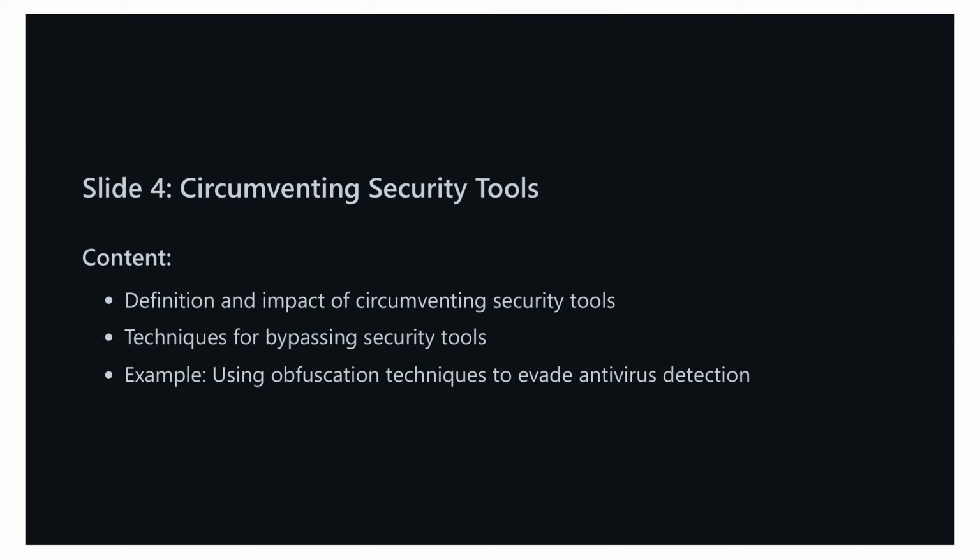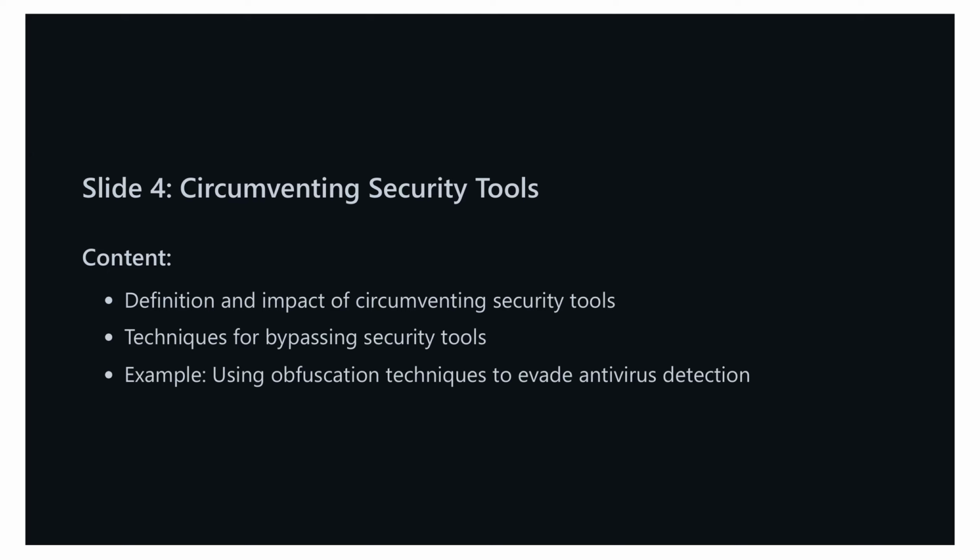In this section, we'll start with the definition and impact of circumventing security tools. Essentially, this refers to the methods employed by attackers to bypass or defeat the various security measures in place, such as antivirus programs, firewalls, and intrusion detection systems. The impact of successful circumvention can be profound, allowing attackers to move freely within a compromised environment and conduct further reconnaissance or extraction of valuable data without detection.